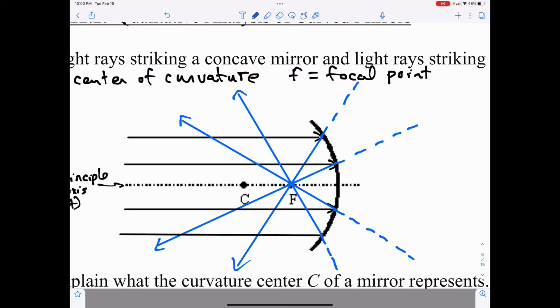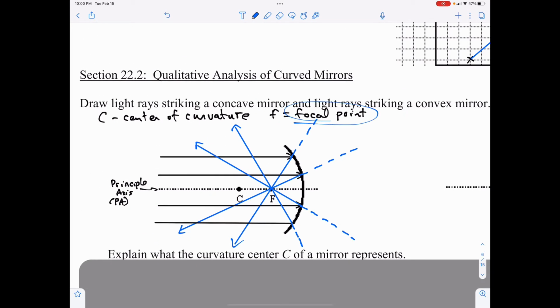So what is a focal point? The focal point is the point at which all parallel rays will reflect through. Hence the concept of focus, right? If this were a direct TV dish, you'd have a little receiver there that all the radio waves are bouncing off the dish through that point to then receive that information.